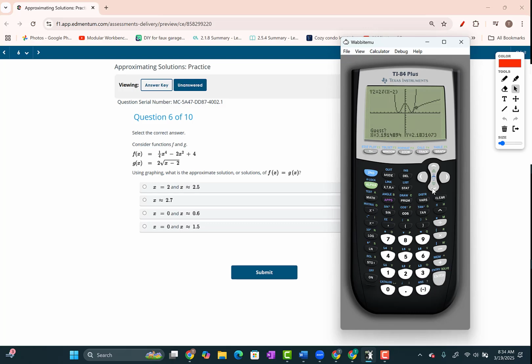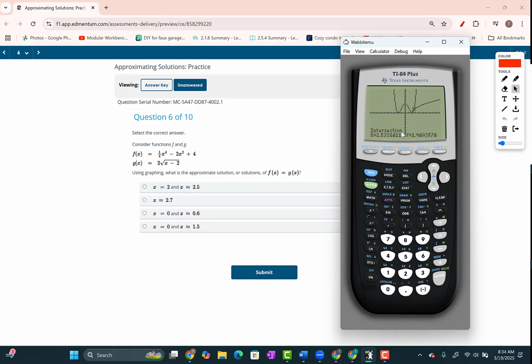It's going to say guess. We don't want to guess, but we're going to hit enter a third time. And we're going to get one of our intersection points of x equals 2.5. We really don't even need to do it again because we can see the other intersection point is positive 2.